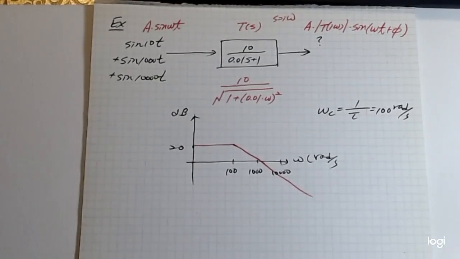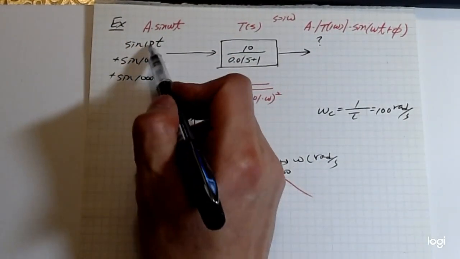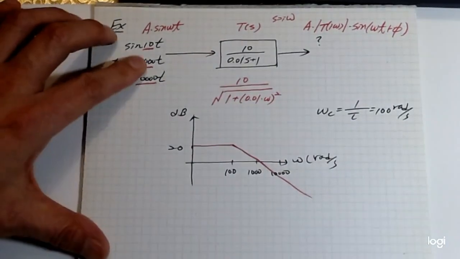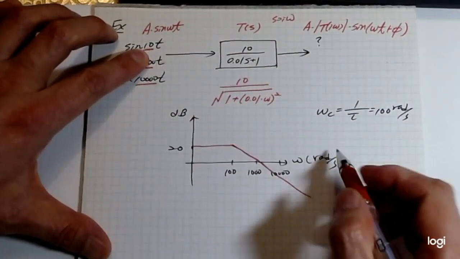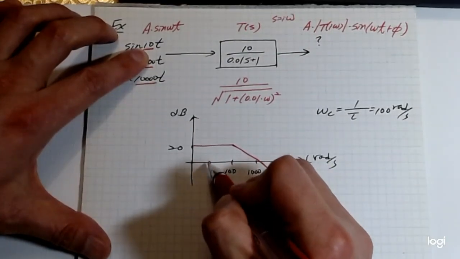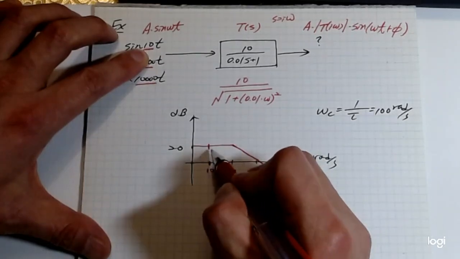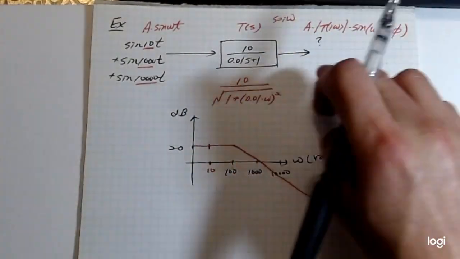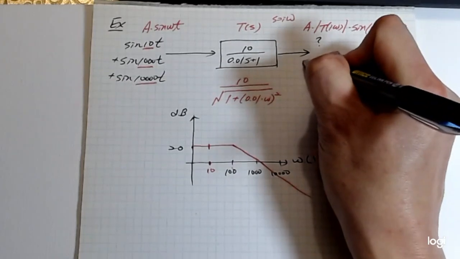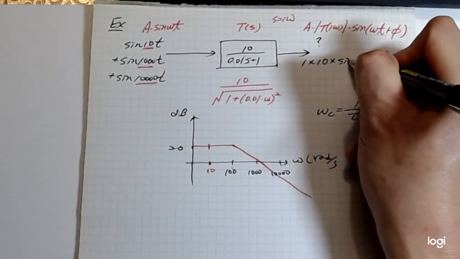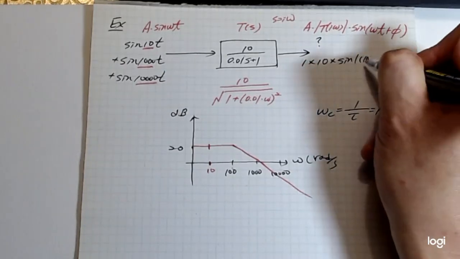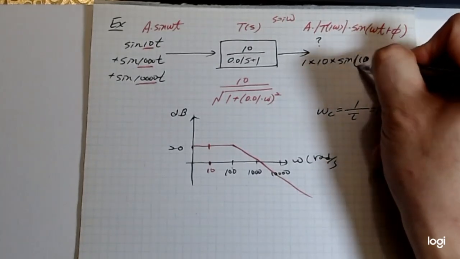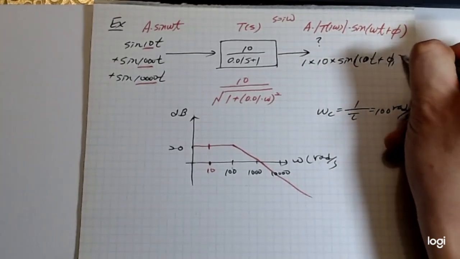Okay, so now what's the frequency? The input frequency is at 10. Where is the location of 10 in the Bode plot? It's right here. In this case, the gain will be 20 dB, which is 10. So I can quickly put it here. The output should be the input amplitude 1 times 10 times sine of 10t plus the phase angle phi 1.